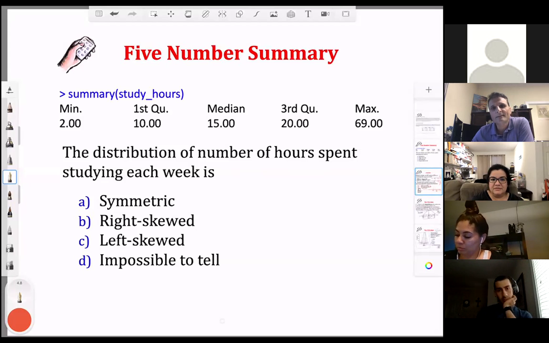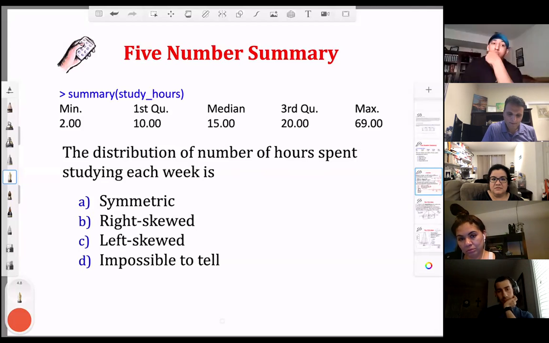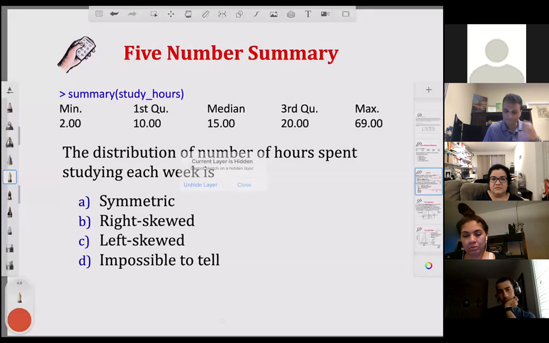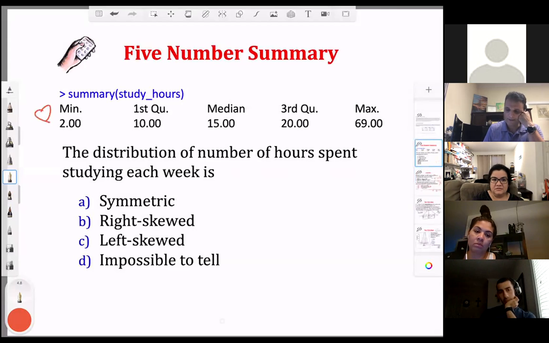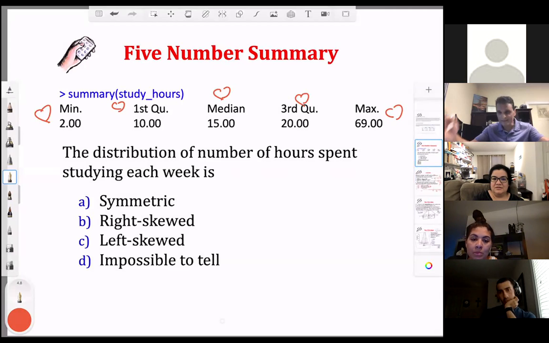We have a data set. We don't have a graph, but somebody give us a 5-number summary. Minimum, that makes sense to you, correct? Maximum, you love it. Median, you know it. First quarter, you know it. Third quarter or Q3, you know it. All of them make sense, correct?